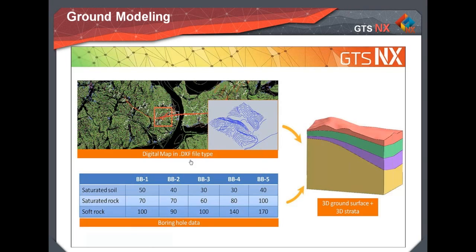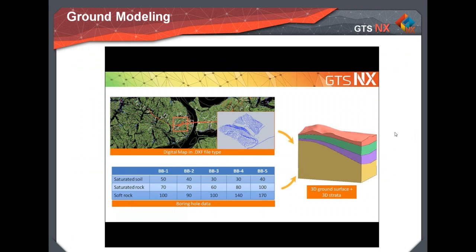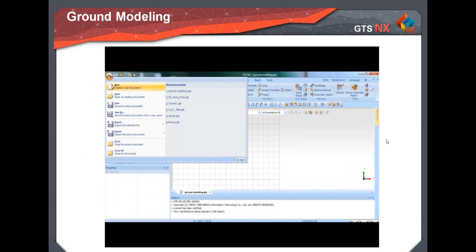So you can get a digital map in DXF file type and model it directly onto the program. Same thing with boring hole data. There's actually a bedding plane option that allows you to input the data for your various boring logs and create a very detailed soil strata. So what I'll do is I'll show this quick video here, and it gives an overview of how to use those functions.